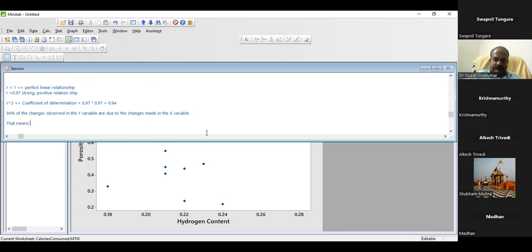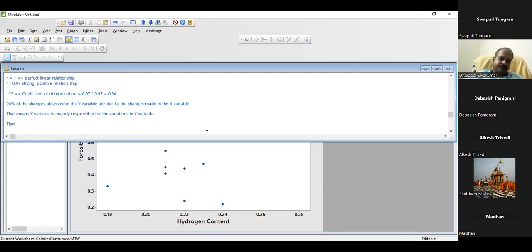That means the X variable is majorly responsible for the variations in the Y variable. Am I correct? Yes or no? Yes, sir. Means the X variable is majorly responsible for the variations in the Y variable.